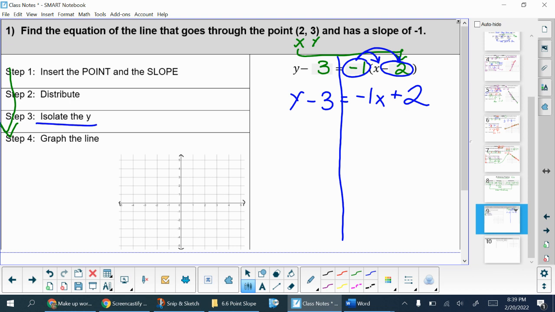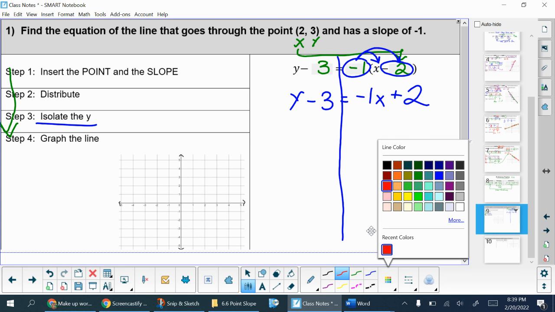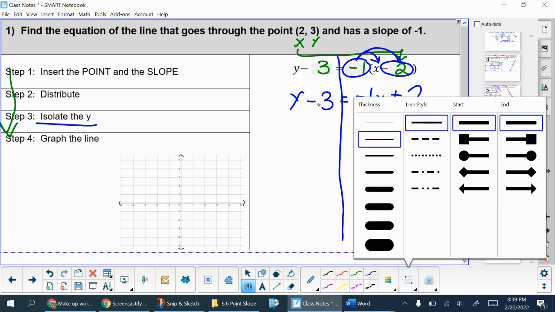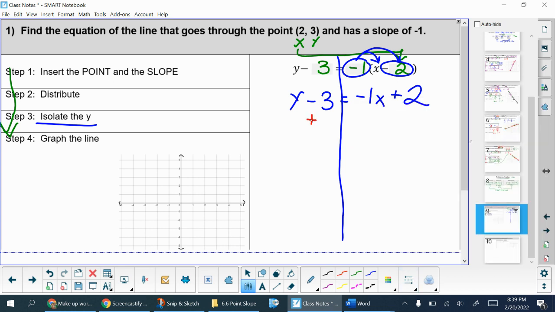And then I'm going to isolate the y. To isolate the y, I'm just looking at that left-hand side going, okay, I see y minus 3. I'm going to add 3 so that I can cancel that out and end up with just y on the left. -1x, I'm going to go ahead and just write as -x instead of -1. And then I'm just going to combine my numbers. 2 plus 3 is 5, +5. So there's my line in slope-intercept form.